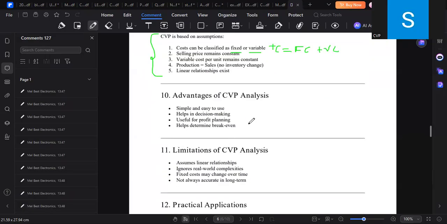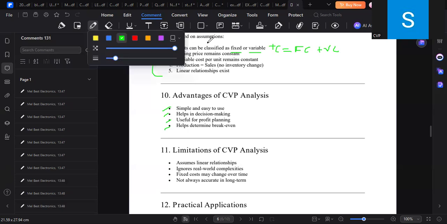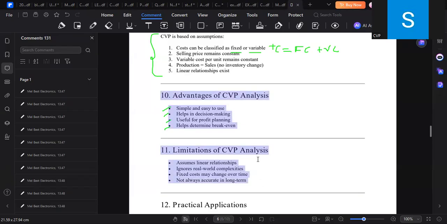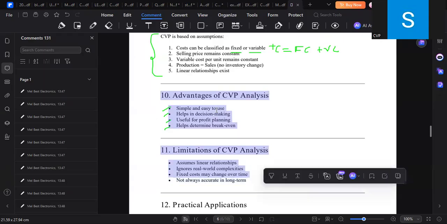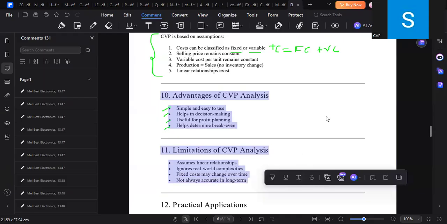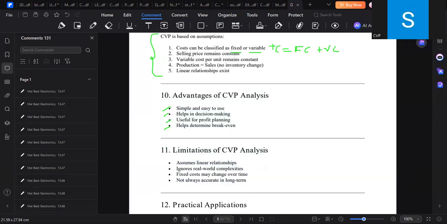So the advantages that CVP has is that it's very simple and easy to use. It helps firms make decisions. It is useful when we are doing our planning. It also helps in what? Determining the break-even. It has limitations as well. So in exams, you will usually be asked to explain what are the advantages of CVP and what are the limitations of CVP. So you need to understand these ones before we go into calculations. These formulas will be given to you, all right, but I need you to appreciate the concept behind. All right.